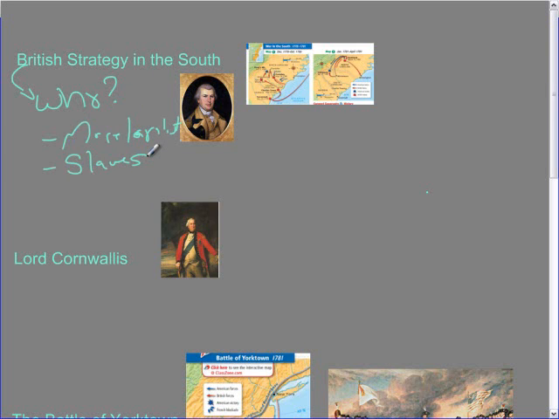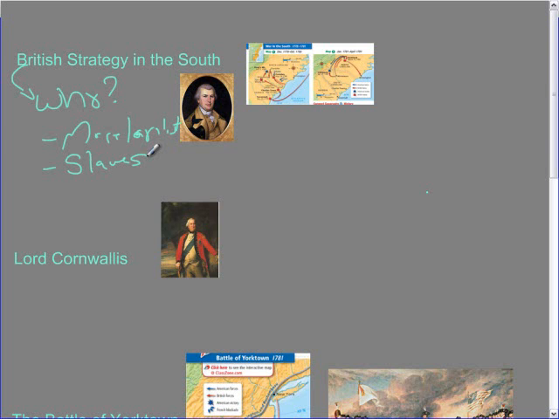So they thought that they would get more support in general, from loyalists because they thought there would be more loyalists in the South, and then they thought that slaves would help if they told them, we will give African Americans their freedom if they fight on our side. So a lot of African Americans did join for that promise of freedom, but not nearly as many as the British had hoped for, and there weren't as many loyalists down in the South either.